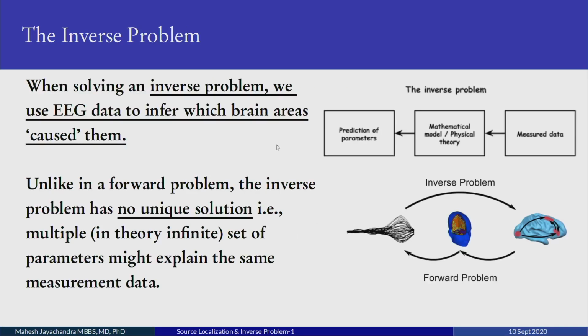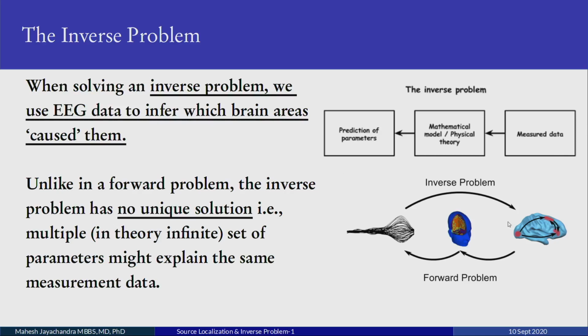Okay. The inverse problem, on the other hand, is where we use EEG data to infer which brain areas caused it. Okay. So you have the measured data, it's backward. You have the measured data, your EEG, then you have your mathematical model of physical theory, and then you predict the parameters causing it. So unlike the forward problem, there is no unique solution for the inverse problem. In theory, an infinite number of parameters might explain the same measurement data.